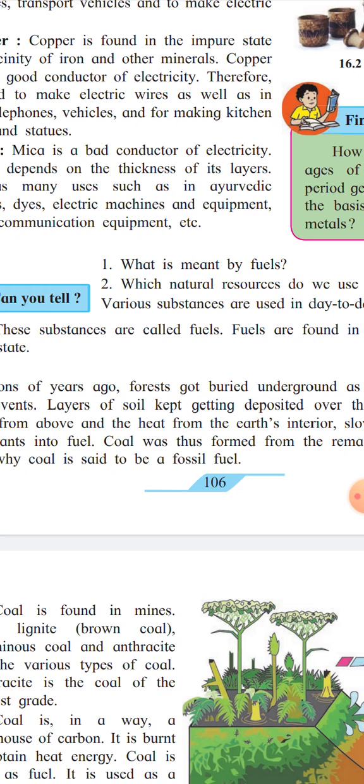Peat, lignite, brown coal, bituminous coal and anthracite are the various types of coal. Anthracite is coal of high grade. Coal is very important. It is a storehouse of carbon. It is burned to obtain heat energy. Coal is used as a fuel.